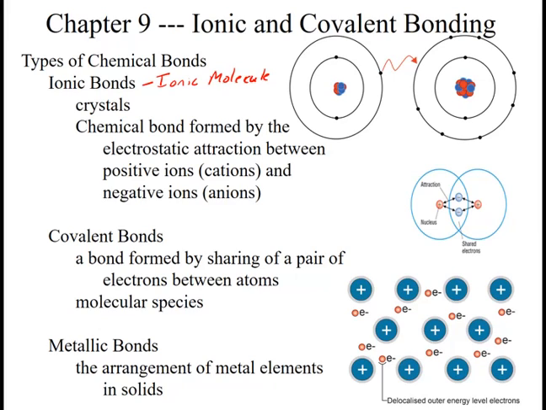Okay, and that's formed when it's an electrostatic attraction between the positive ions, which are called cations, and the negative ions, which are called anions. And so this is an example of an ionic bond.